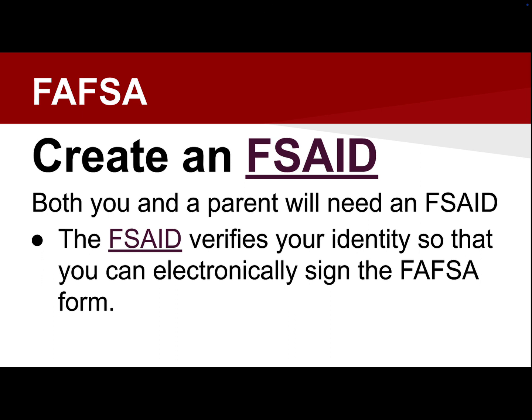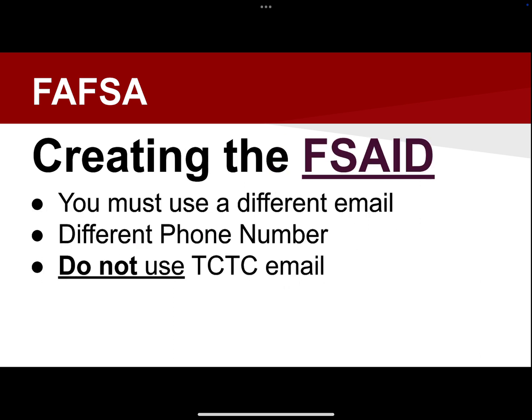So remember, this video has a slideshow that will accompany it, and within the slideshow there are links that you can click that will take you directly to these things that you need to click on. So you'll create an FSA ID, both you and a parent. It'll verify your identity, so you'll need your date of birth, valid Social Security number, and an email. Please make sure that you use a personal email to create your FSA ID. Do not use your TCTC email, because you will be doing the FAFSA every year and you will lose access to your TCTC email after you graduate.